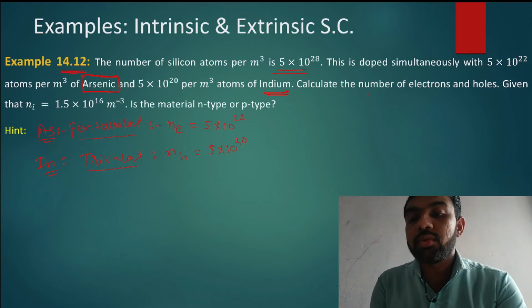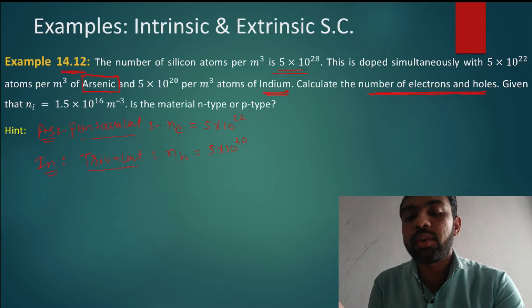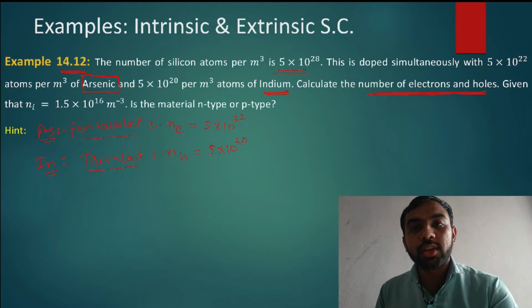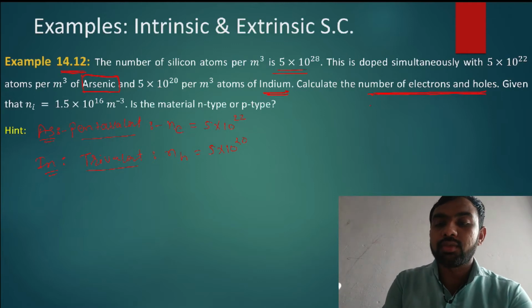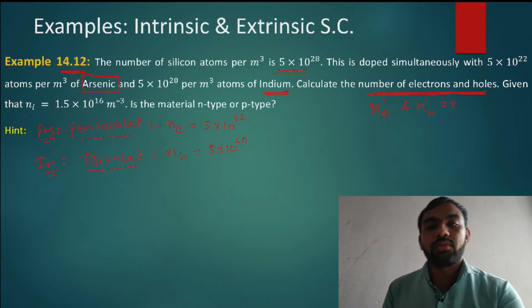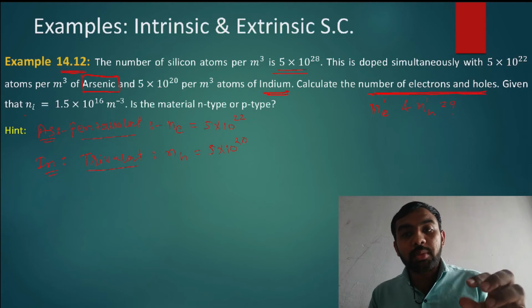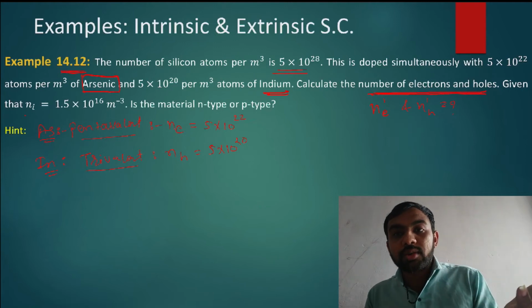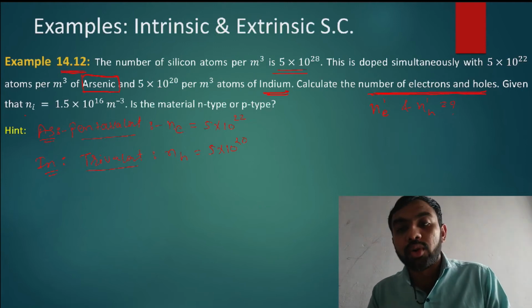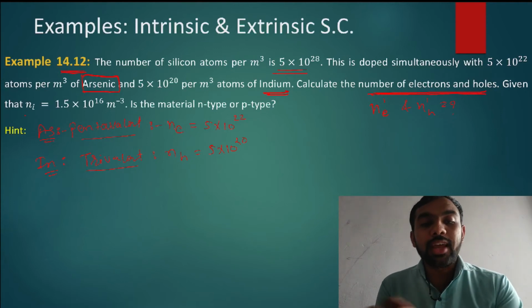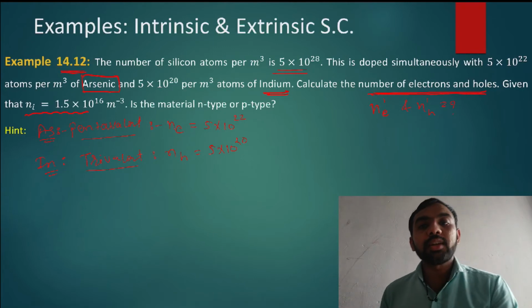So calculate the number of electrons and the number of holes. We have to find both of these. The number of electrons is Ne and the number of holes is NH. So let's find Ne dash and NH dash. Finally, after adding both these impurities into the pure semiconductor, what is the final number of electrons and the final number of holes in the crystal? Okay, we have to find this. Given that Ni is equal to this one.